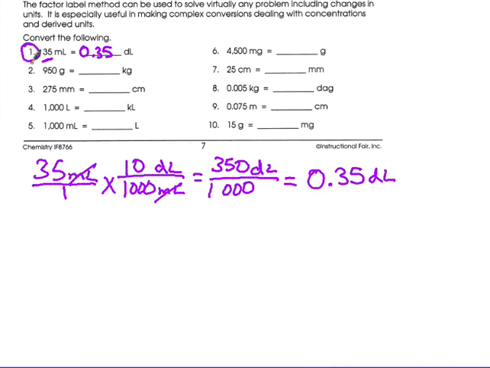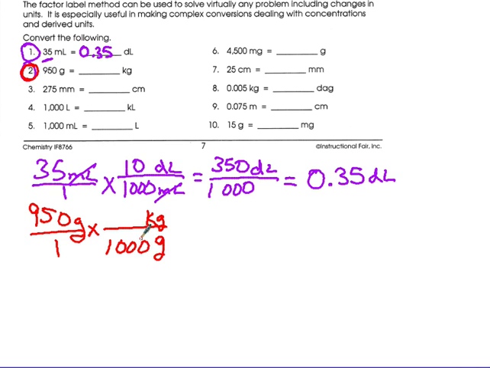Now let's take a look at number 2. We're going to use a different color. We have 950 grams, and we want to get to kilograms. Well, I got to go from grams to kilograms. So I asked myself, how many grams are in a kilogram? Well, there are 1,000 grams in a kilogram, so 1,000 goes on the bottom in 1 kilogram.